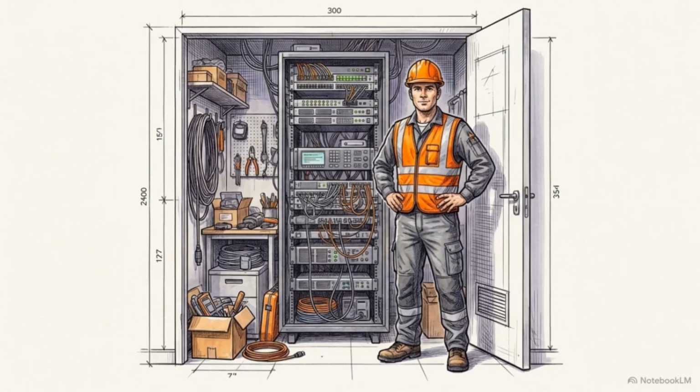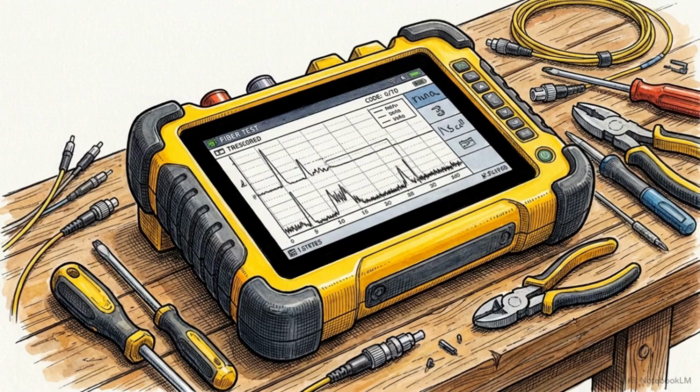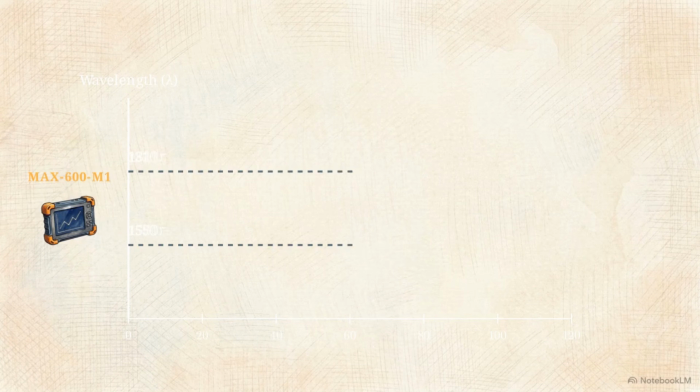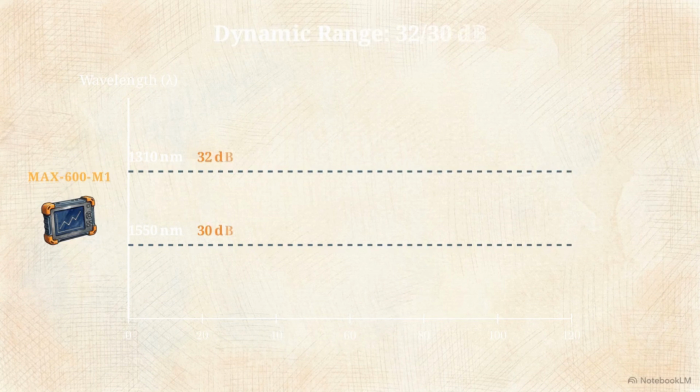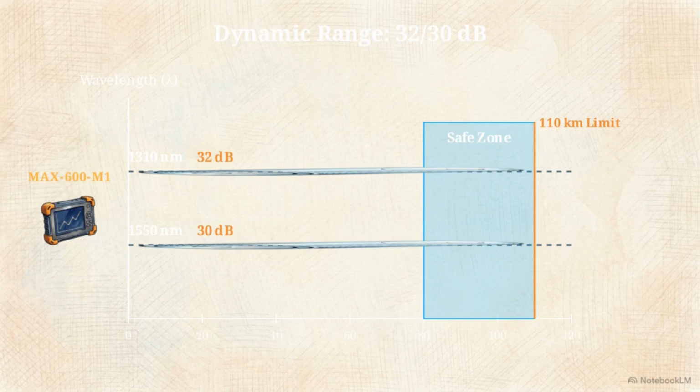For most independent contractors and IT teams, the daily workload revolves around standard city-level single-mode links or enterprise campus networks. The baseline tool for this environment is the Type 1 MAX 600 M1. It serves as the standard, budget-conscious workhorse. It operates at standard 1310 and 1550 nanometer wavelengths with a 32 over 30 decibel dynamic range. In practice, that is enough power to accurately certify 80 to 110 kilometers of real-world point-to-point fiber.